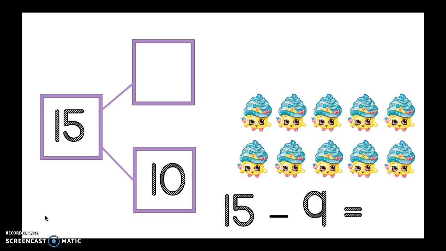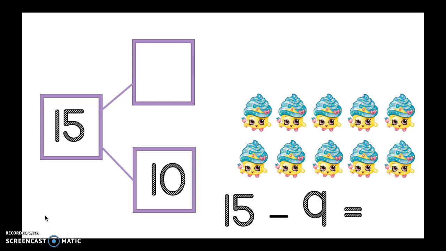Hey, did you put out the 10? Good. If you put it on the top, is that okay? Yeah, you're right. That's totally fine. It doesn't matter where you put the parts as long as they're there. I just put mine on the bottom to be different. Now next to my 10, I went ahead and I put 10 Shopkins.